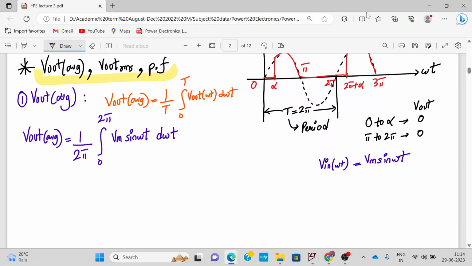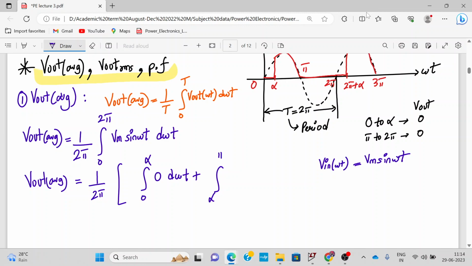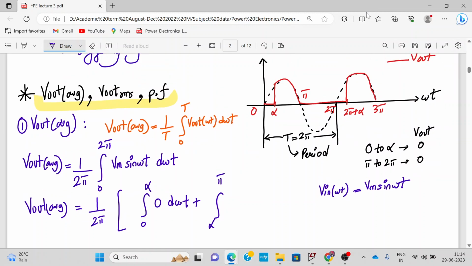But in some cases my V out is 0 also, right? So let us split this interval into three parts. 1 upon 2 pi, 0 to alpha. From 0 to alpha, my output is 0, so this is 0 d omega t. Then alpha to pi, we have Vm sin omega t d omega t. And from pi to 2 pi, we again have 0 d omega t.